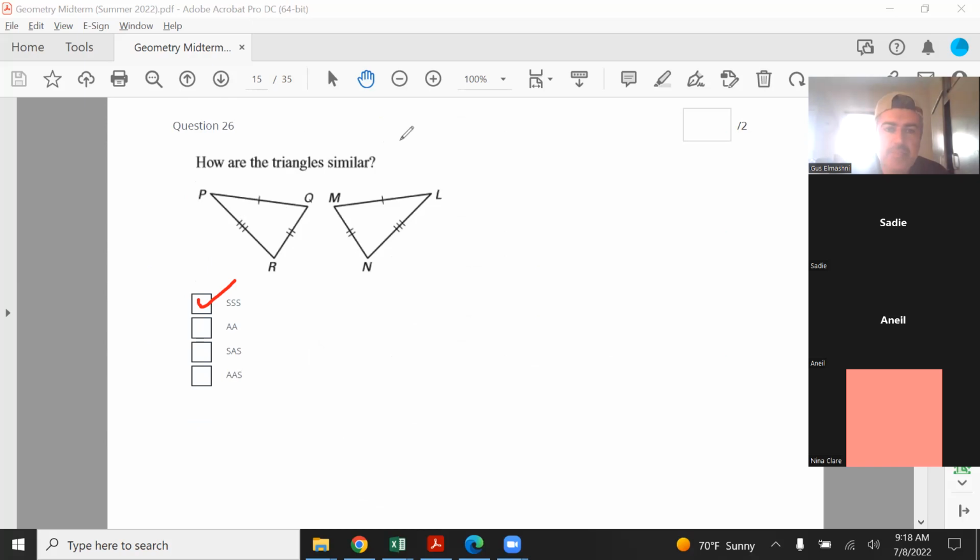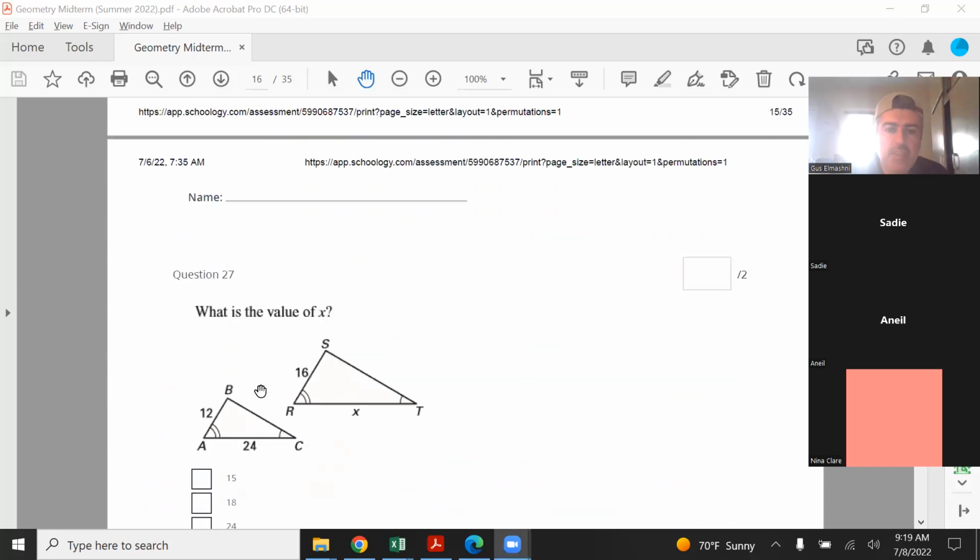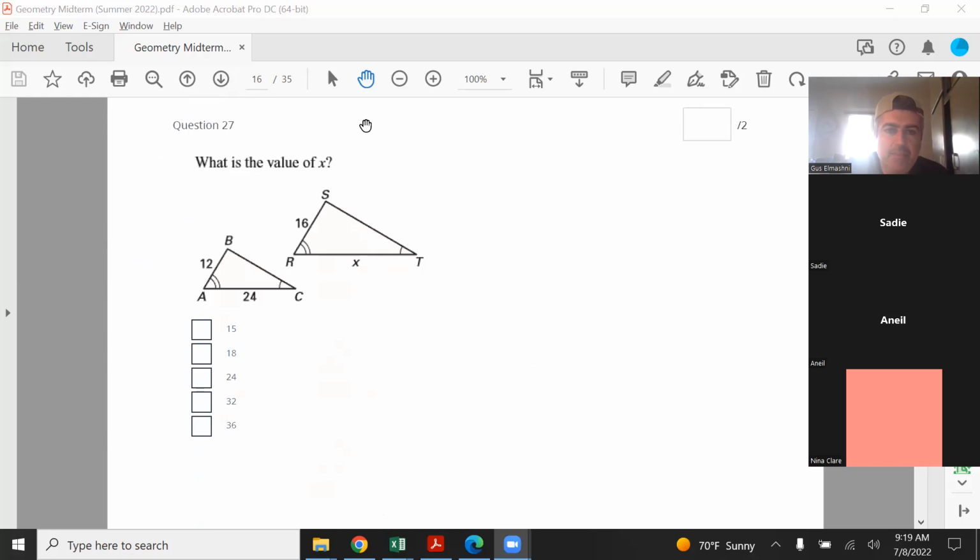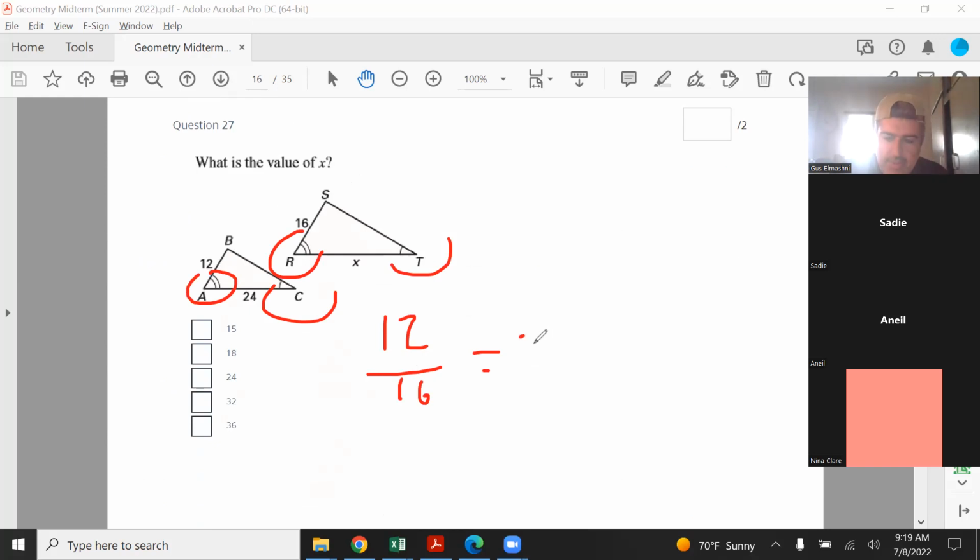What is x? These are similar triangles because those angles are the same, those are the same. So you set up a proportion. So you can say 12 over 16 equals 24 over x. 12x should equal 384. But you could also reduce this before you do that. You could say that's 3/4 if you want. So 3x equals 96. So x is 32.